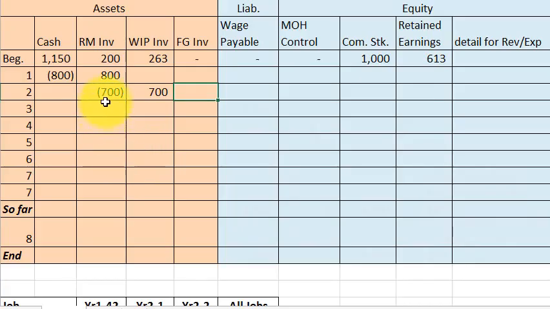It would look like this in our worksheet. Raw materials inventory goes down, work in process inventory goes up by the same amount. We know some of these raw materials are being used on job number 2 and some are being used on job number 3. So at this point it's also appropriate to enter those amounts onto the appropriate job cost sheet.